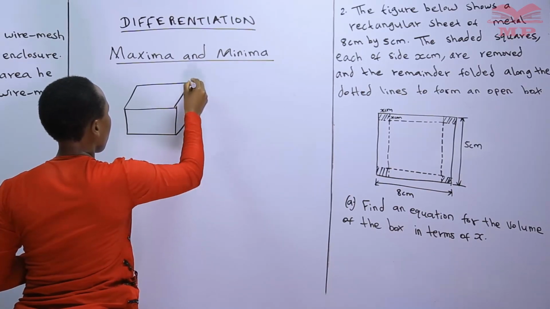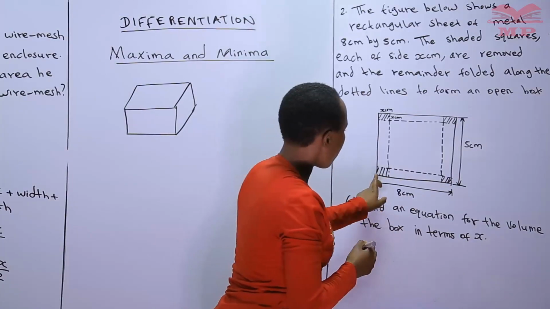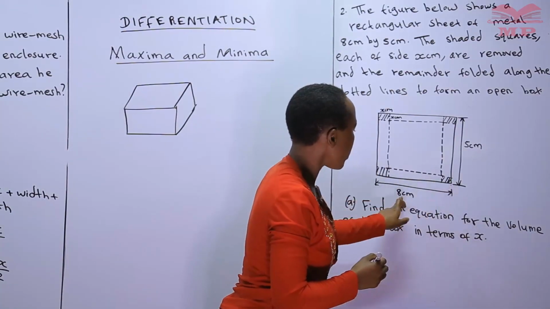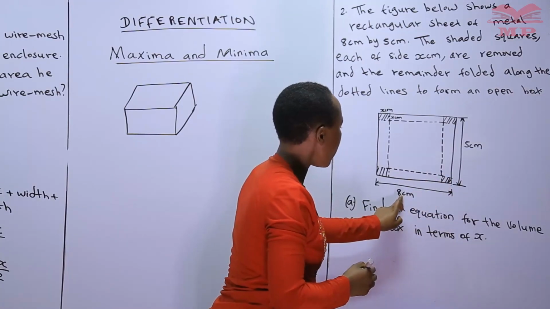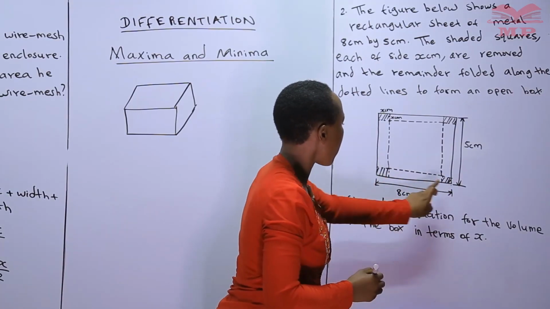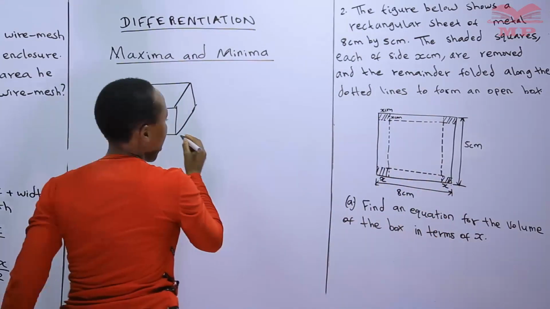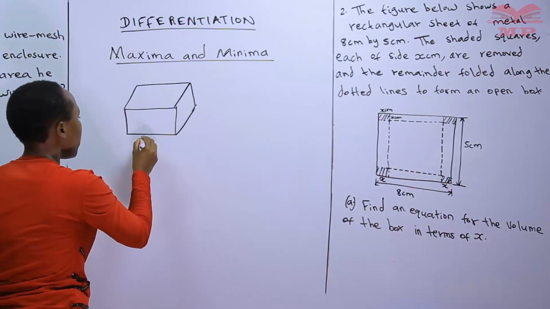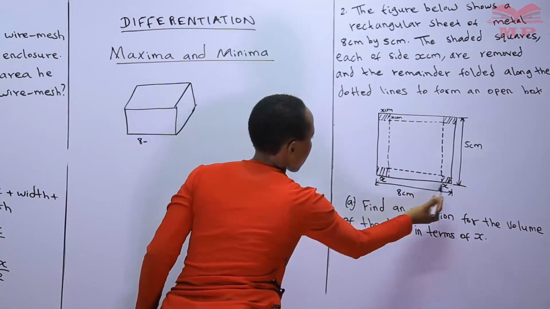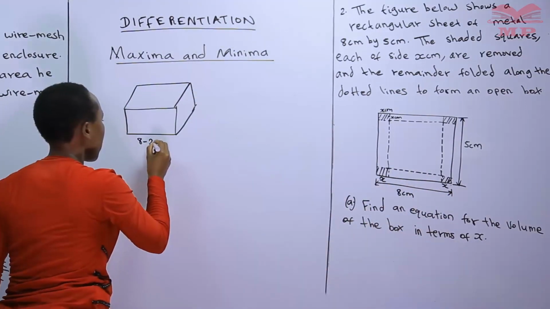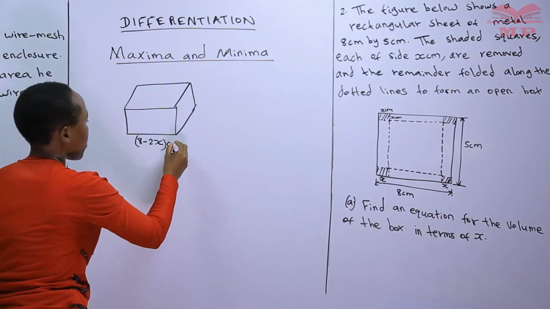This is what we have for the open box. From here up to here is 8 centimeters, but these two have been removed. So we have 8 minus x, because there is an x here and another one. On this side, we'll have 8 minus x minus 2x. We have x and x, so it is minus 2x. And these are in centimeters.